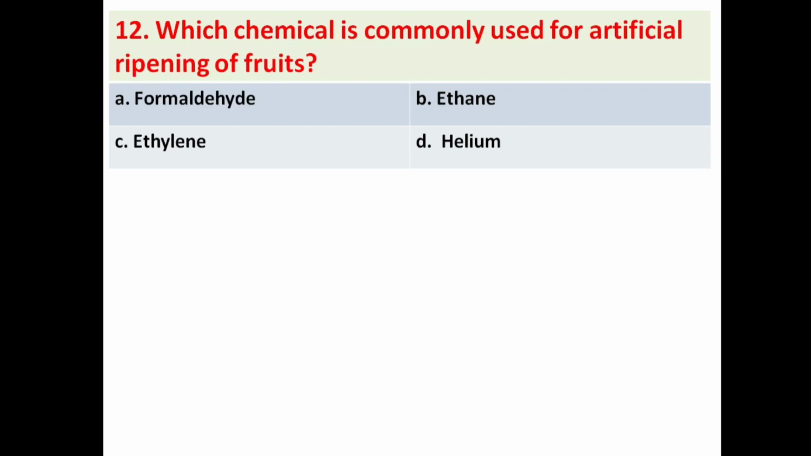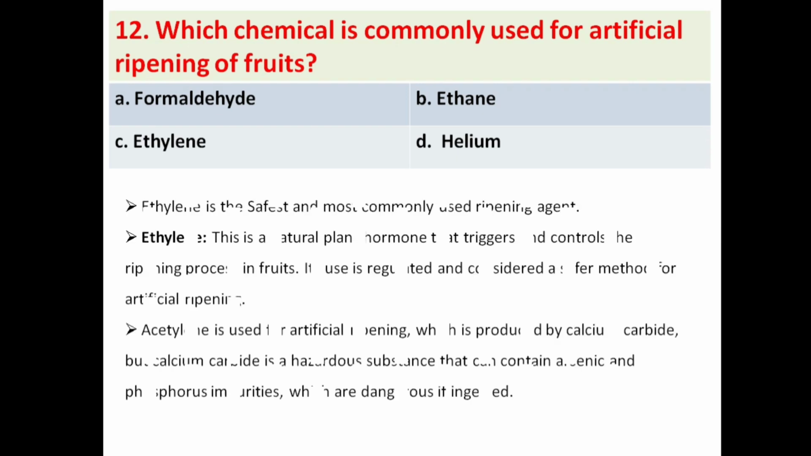Next question, which chemical is commonly used for artificial ripening of fruits? Option A, formaldehyde, B, ethane, C, ethylene, D, helium. Commonly, ethylene is the safest and most commonly used chemical for ripening of fruits.